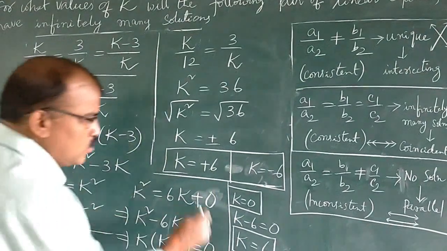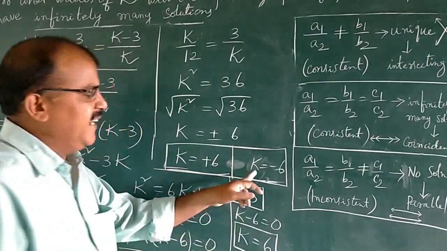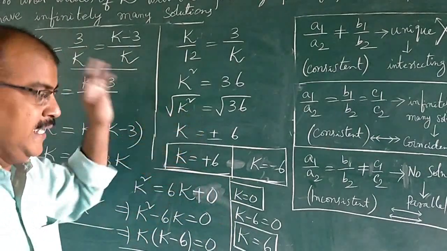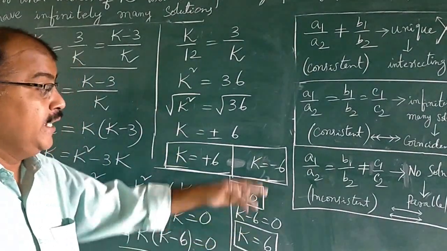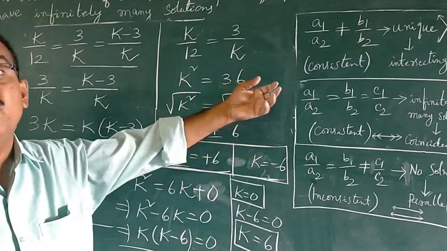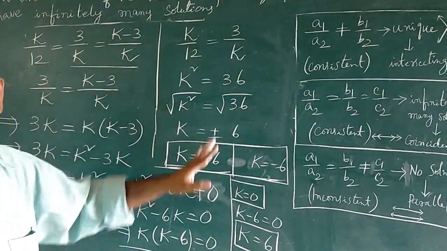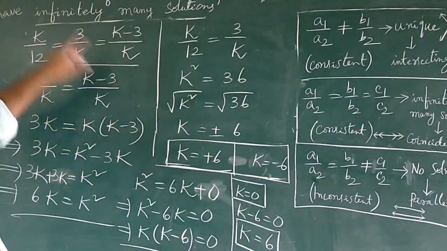From these two, this is also plus 6, this is also plus 6. So I can take here k is equal to plus 6. In this first condition I got k is equal to plus 6. In this second condition I got k is equal to plus 6. That's why ignore k is equal to 0 and k is equal to minus 6 and write the answer is k is equal to plus 6. Here k is equal to 6 only.